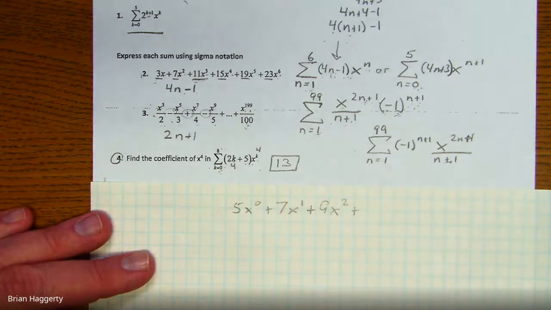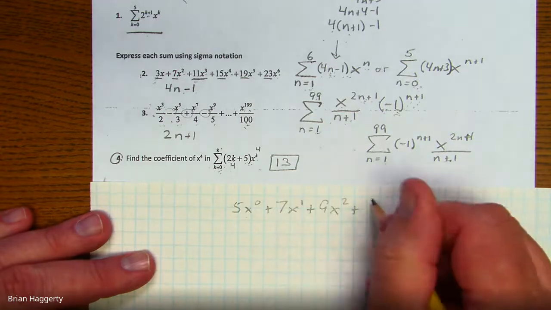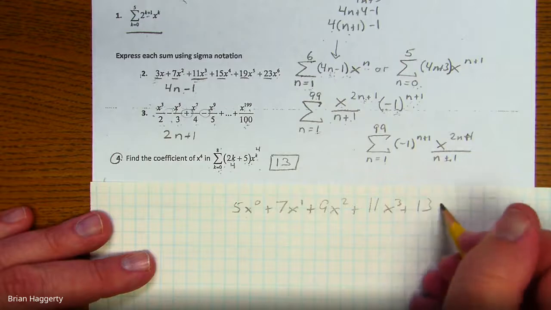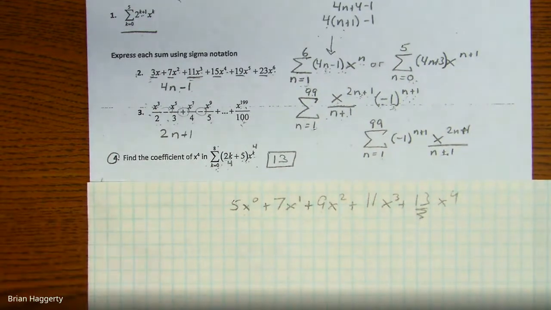And at this stage here, you probably see enough of this where you can extend that out. 5, 7, 9, 11, x to the 3rd, 13, x to the 4th. And there you go. That confirms that 13 must be the coefficient.